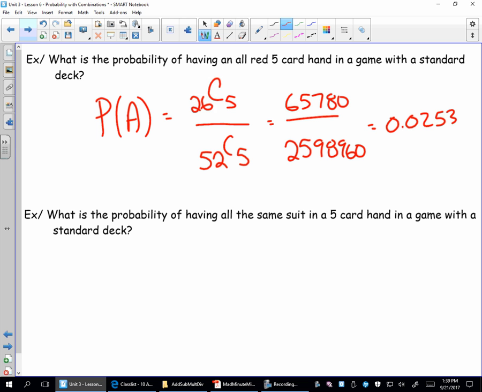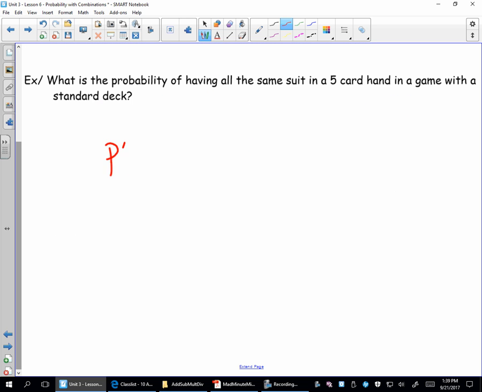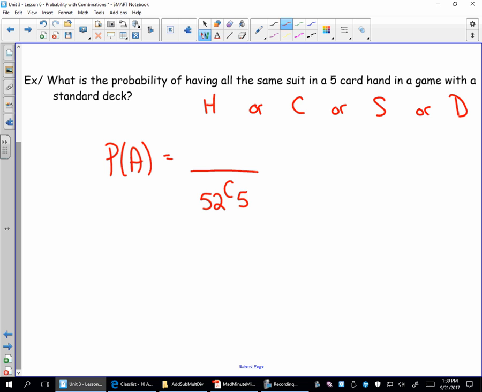Okay, so let's take that to the next stage. What's the probability of having all the same suit in a 5-card hand? So I'm hoping you guys can try this one yourselves. And we're still doing 5-card hands, so 52 choose 5, but they have to be the same suit. So it could be all spades, or all clubs, or all hearts, or all diamonds. So if you think about that, hearts, or clubs, or spades, or diamonds, well, that's cases.